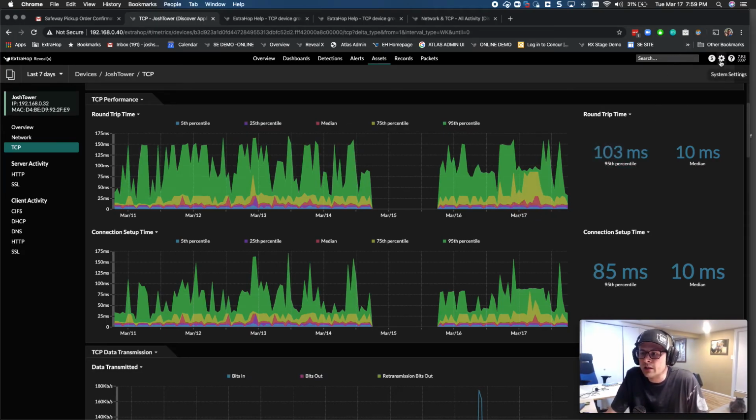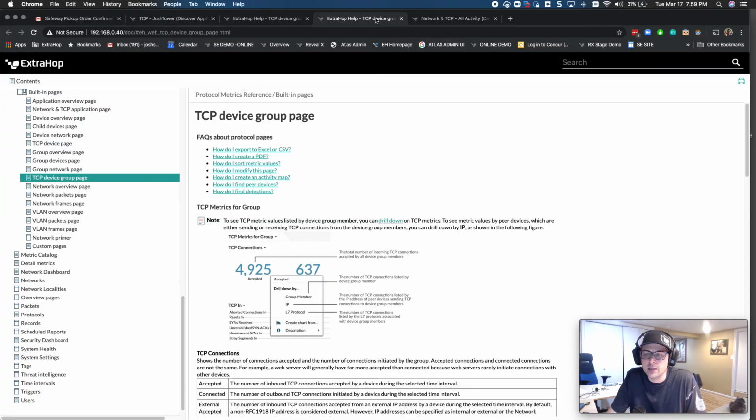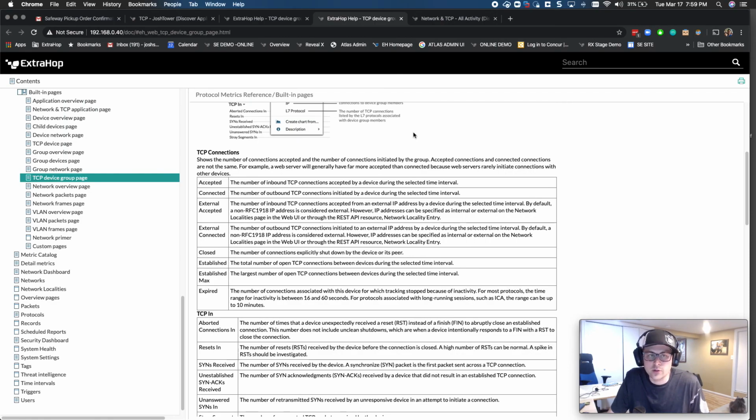And what I'll leave you with is that on the actual device page, the help is super helpful here. If you click the help in the upper right hand corner, you can dive into the individual help pieces that we already showed you here, to understand what those individual metrics mean for you.